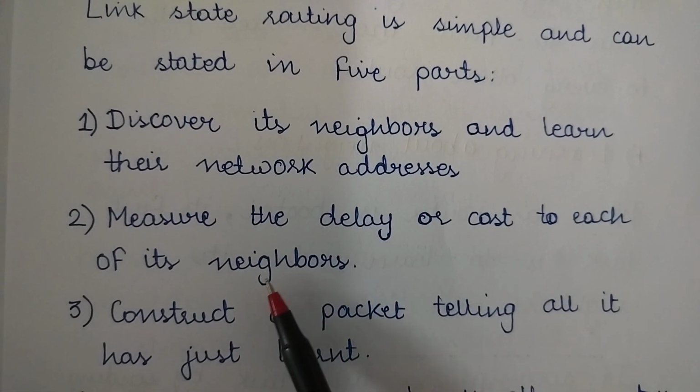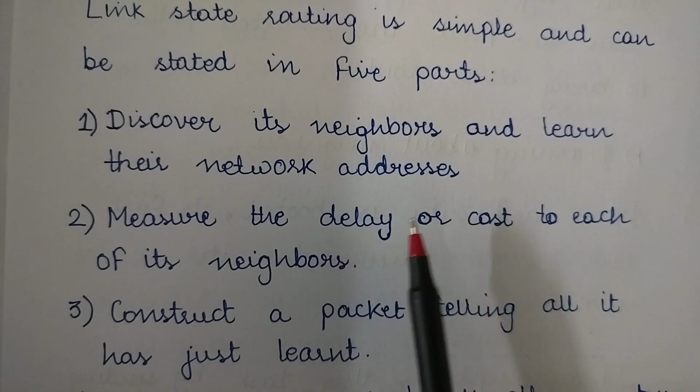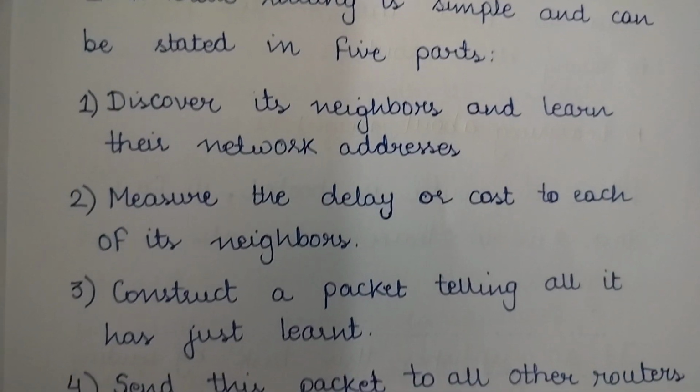Then the second step says measure the delay or cost to each of its neighbors. Now once all the neighbors and their addresses have been found, the next step is to find out the delay to reach, or the cost to reach, every other neighboring router from that particular router.